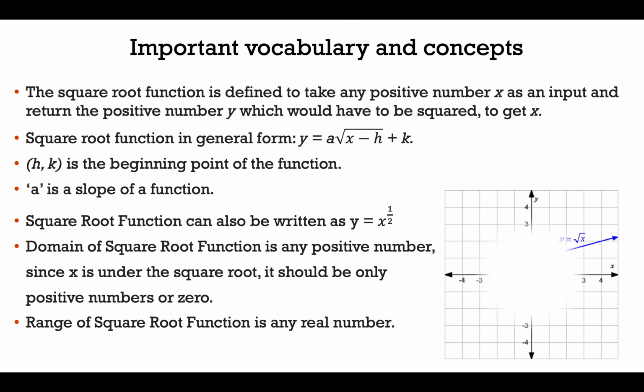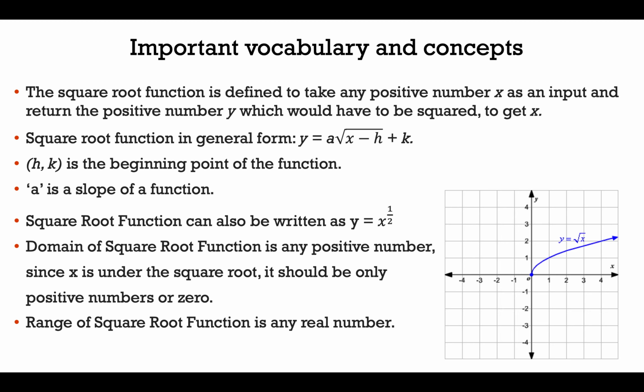So first of all, let's look at the important vocabulary and concepts for the square root function. So the square root function is defined to take any positive number x as the input and return the positive number y, which would have to be squared to get x. So this is the definition for the square root functions, which tells you what square root functions are.